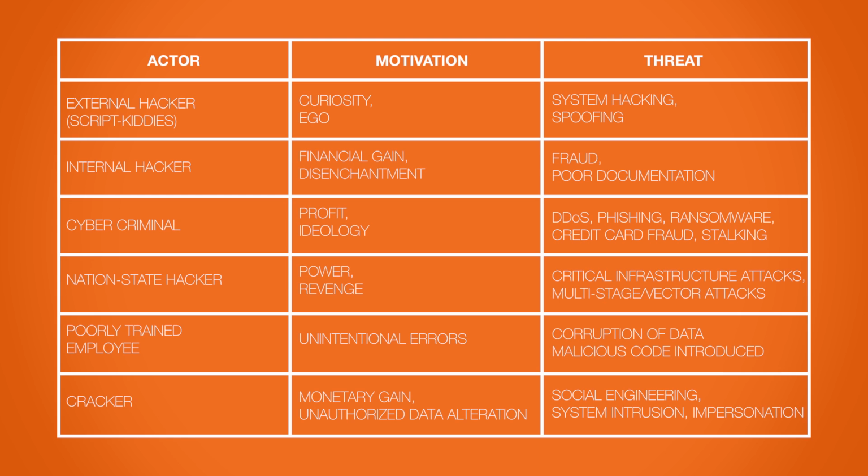Nation-state hackers are motivated by power or revenge. Threats like critical infrastructure attacks, multi-stage, multi-vector attacks. Poorly trained employees cause unintentional errors. Threat examples are corruption of the data, malicious code introduced. Crackers are motivated by monetary gain and unauthorized data alteration. Threats like social engineering, system intrusion, impersonation.